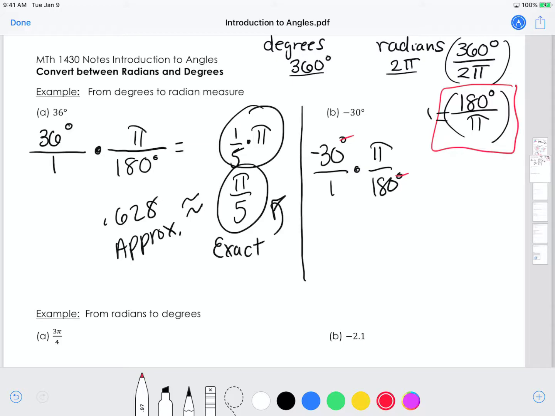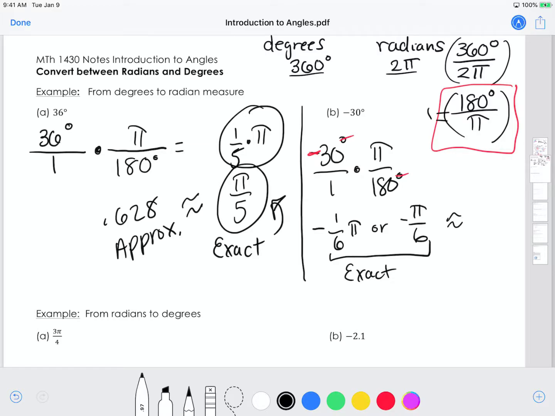and when I reduce that, I get 1/6, and because there's a negative there, I want to make sure I keep that negative. So I'm going to have negative 1/6 pi, or I could write it as negative pi over 6. These are the exact values.